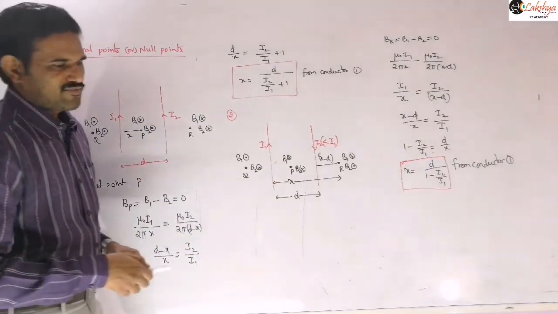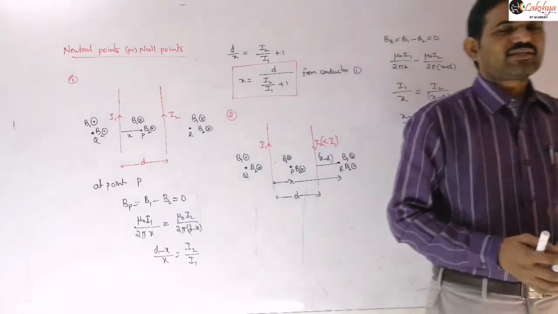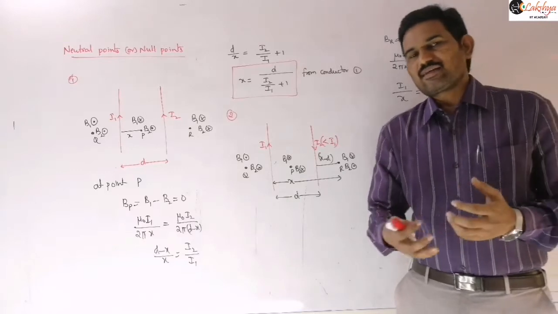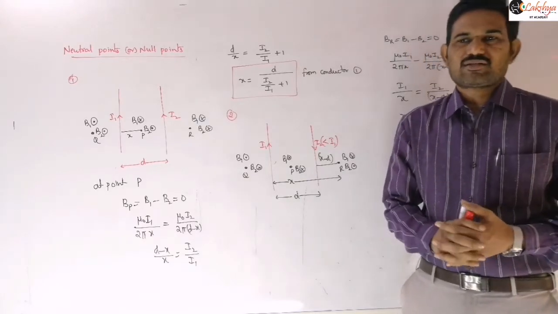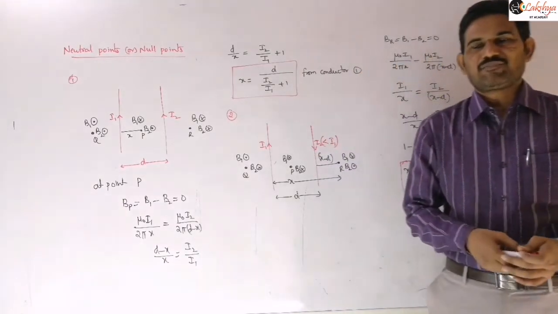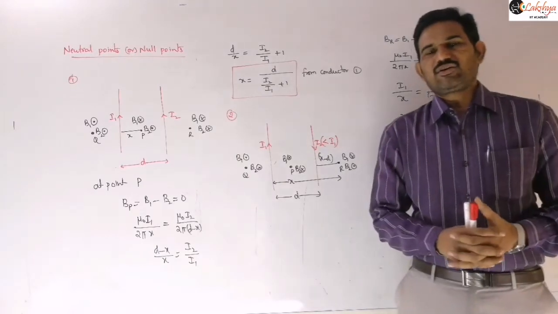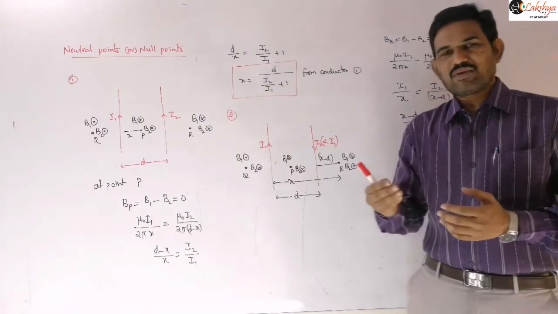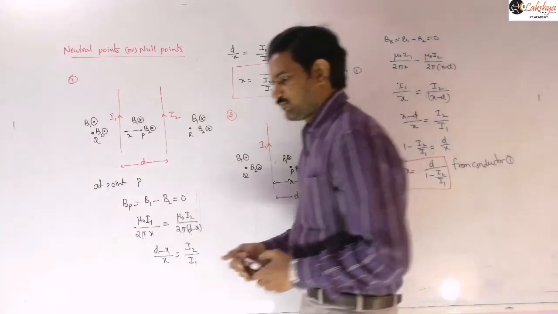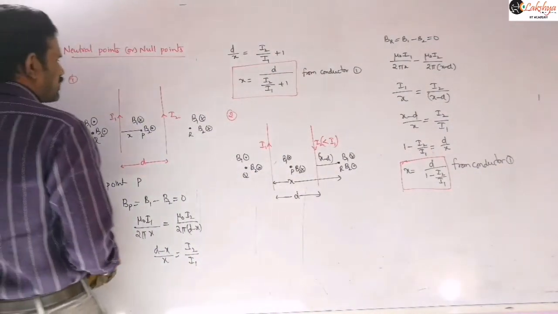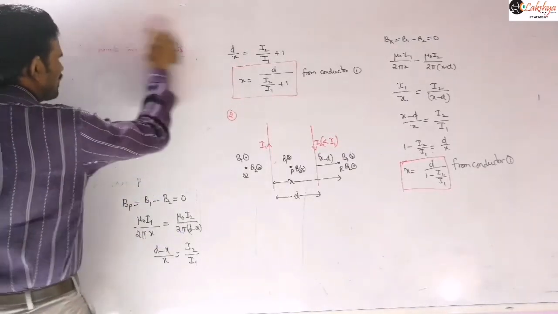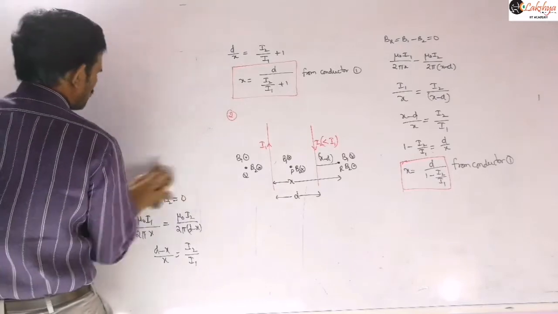Next, sometimes they will ask about a conductor placed in Earth's magnetic field. I think all of you know that the Earth acts like a bar magnet, so the Earth also produces a magnetic field. We resolve that magnetic field, and let us consider BH, the horizontal component of Earth's magnetic field. When the conductor is placed in such a case, only the horizontal component is considered in that region.